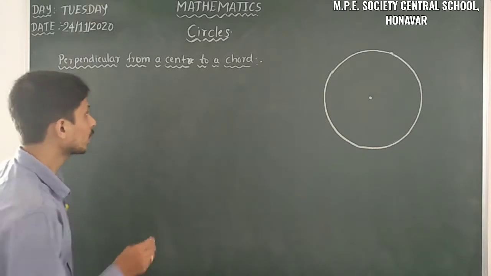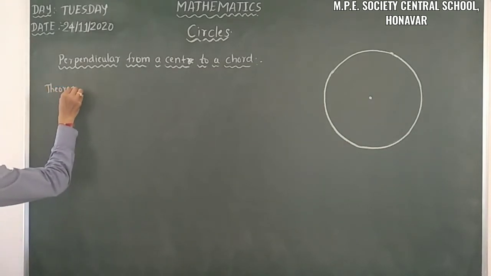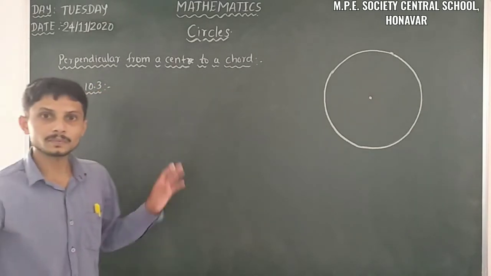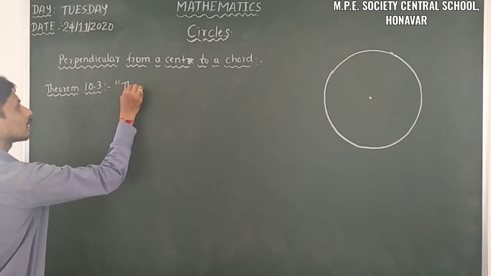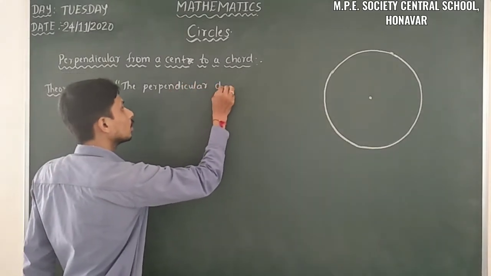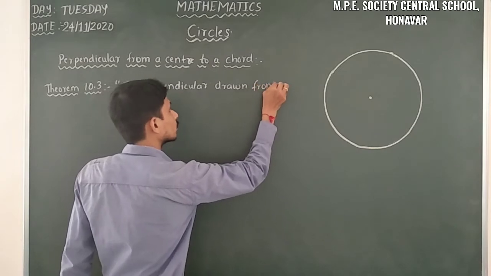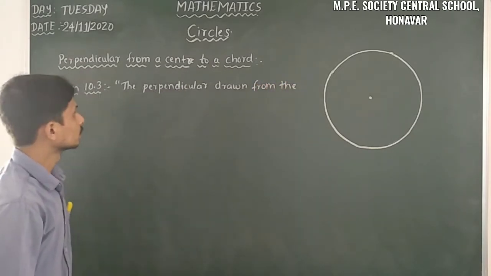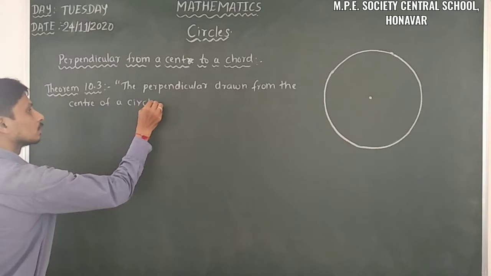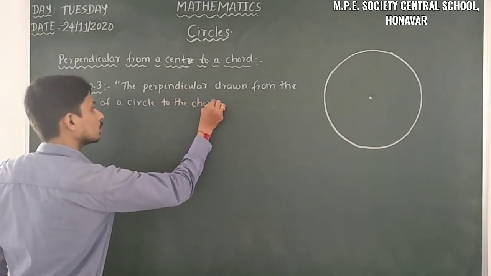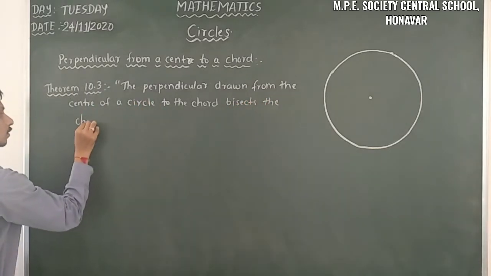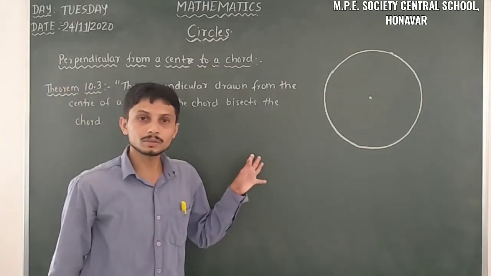So we have to take theorem 10.3, that is, the perpendicular drawn from the center of a circle to a chord bisects the chord. So how can we prove this?